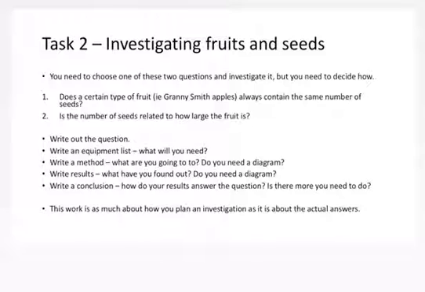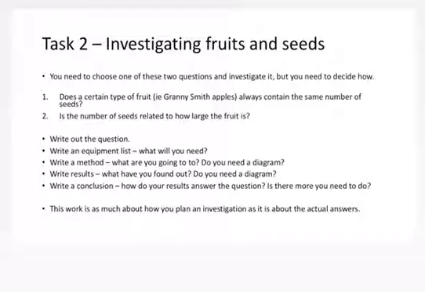You need to pick one of these two questions and decide how you're going to investigate it. I'm not going to tell you how. I'm more bothered about how you learn to do this than actually what you find out. So the two possible questions are, does a certain type of fruit, so a Granny Smith apple or a grape or a certain type of pear, always have the same number of seeds? Does every Granny Smith apple have exactly the same number of seeds as every other Granny Smith apple? How could you find that out?